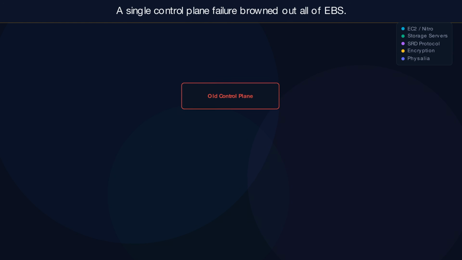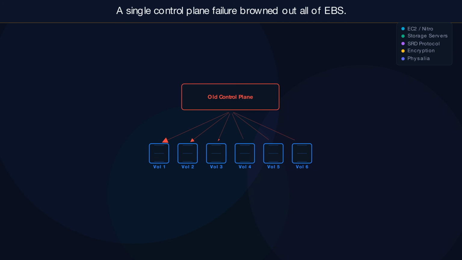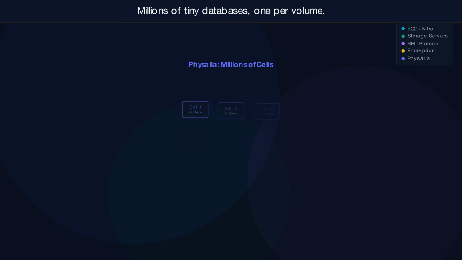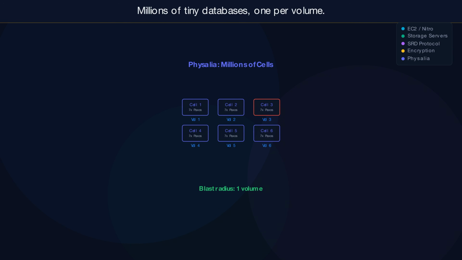The EBS control plane has a fascinating history. Early on, a single control plane failure caused a cascading brownout across all EBS volumes. AWS needed something that could not fail at scale. The answer was Physalia, millions of tiny databases. Each Physalia cell is an independent, 7-way replicated Paxos instance. Every EBS volume gets its own cell. If a cell fails, only that one volume is affected, not the entire service.